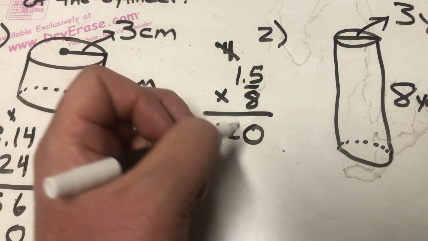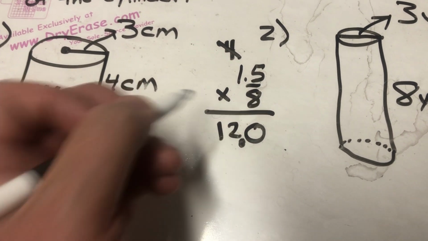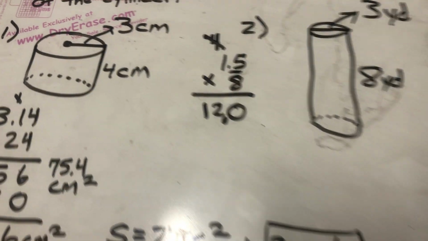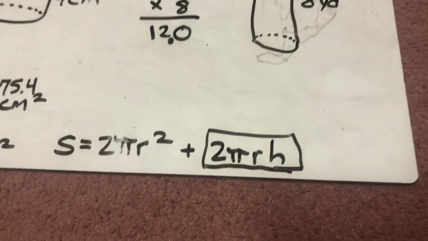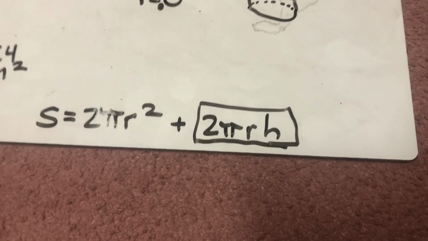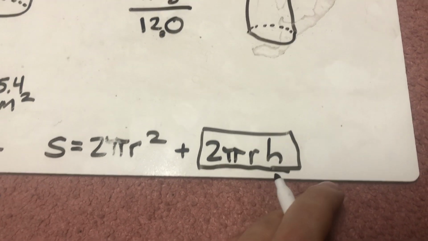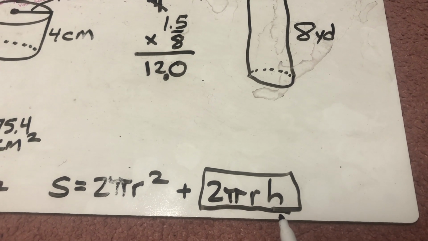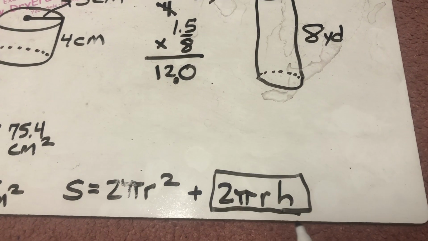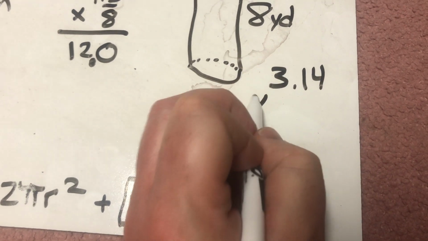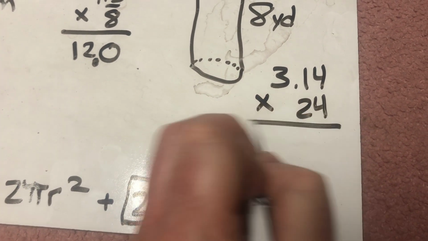One digit after the decimal in the problem, so one digit after the decimal in the answer. I get 12.0 or 12. Interestingly enough, when I do 12 times 2, I get 24. So now I'm going to have to take 24, because this was the radius, 1.5, times the height, which is 8. That gives me 12. That's what I got here. I take that times 2, I get 24. So now I'm going to do pi 3.14, because 24 does not work well again with 7.